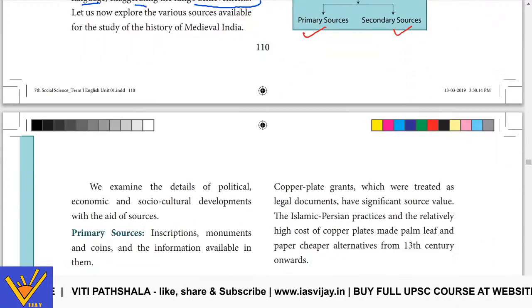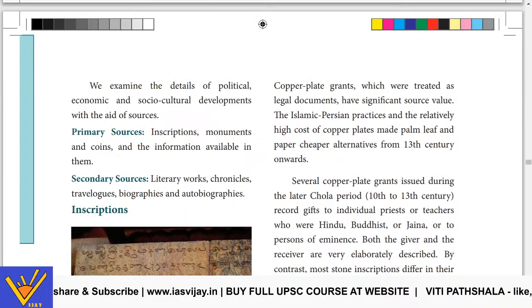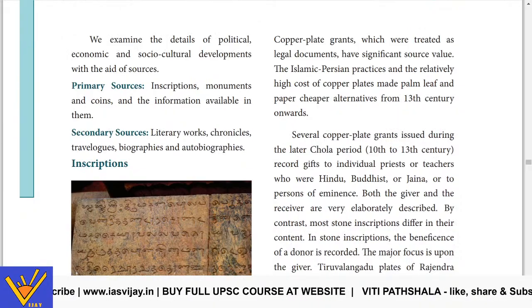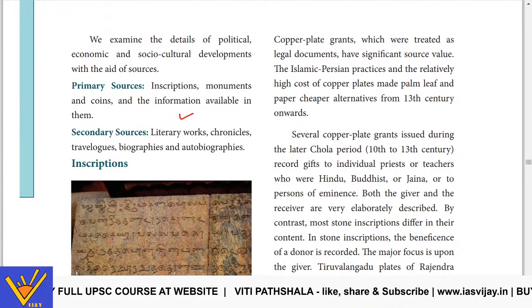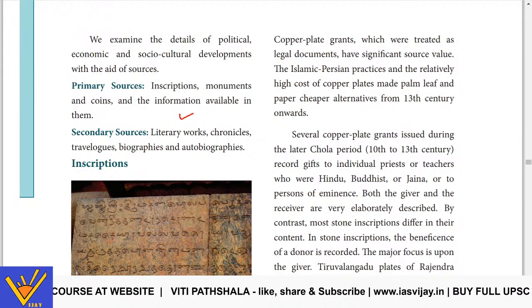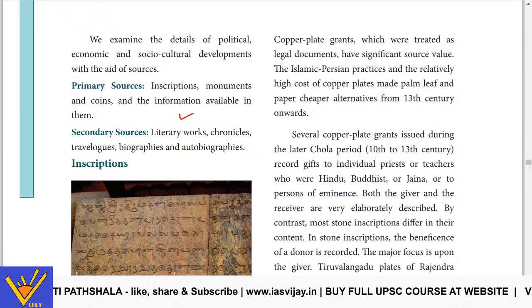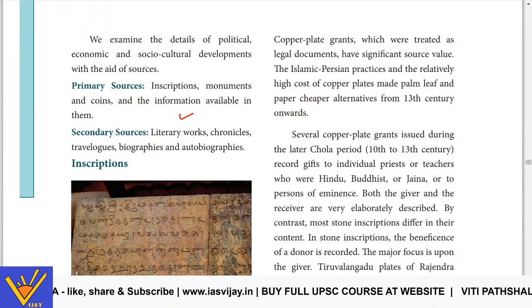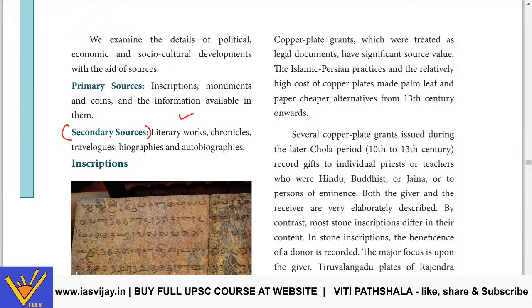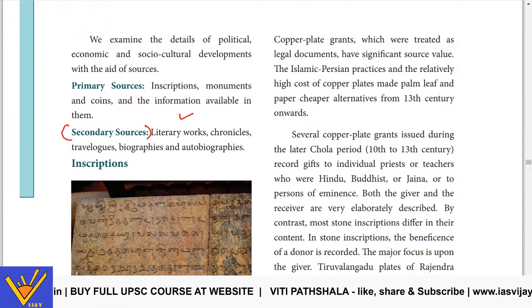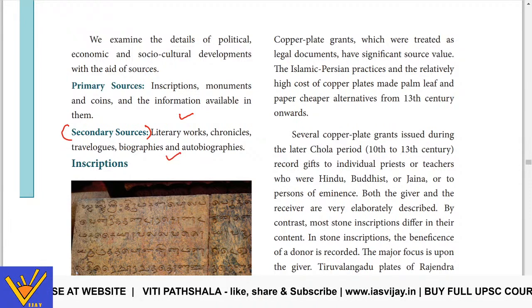Now we examine the details of the political, economic and socio-cultural development with the aid of the sources. Primary sources: inscriptions, monuments and coins, and the information available in them, are the primary sources. Whereas secondary sources are the literary works, chronicles, travelogues, biographies and autobiographies. These people used to write, and their language has been deciphered, so these are the secondary sources from which we come to know about the period.